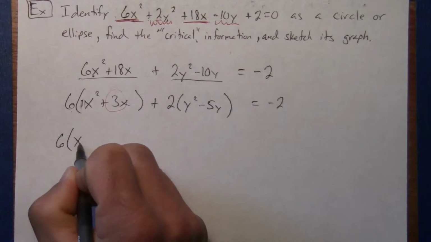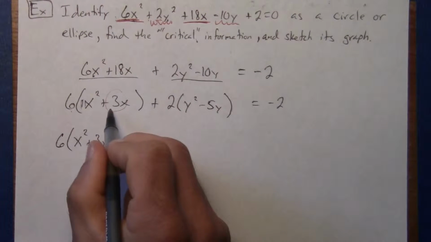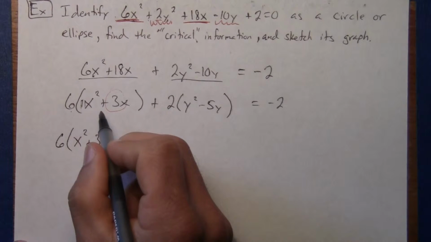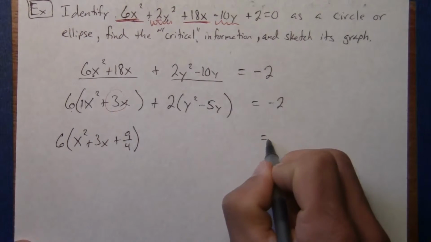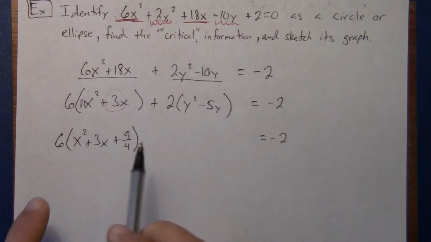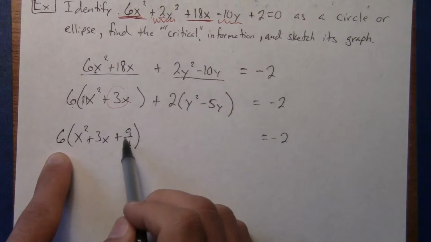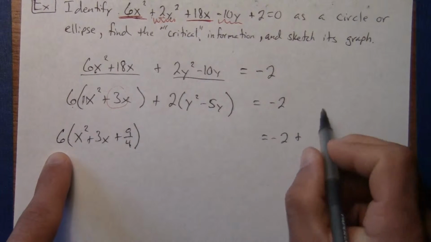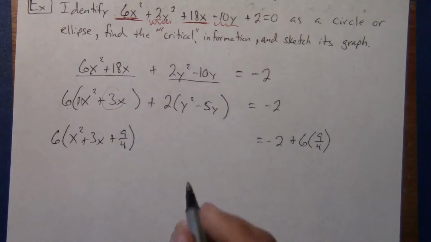So I've got 6x squared plus 3x. Take half of that, that's 3 over 2, square it, that would give me 9 over 4. So I add that inside the parentheses. And then technically I have to catch that I'm not actually adding 9/4. I am in the parentheses. Technically I'm adding 6 times that. So over here it's really 6 times 9/4 that I need to add if I want to keep them balanced.